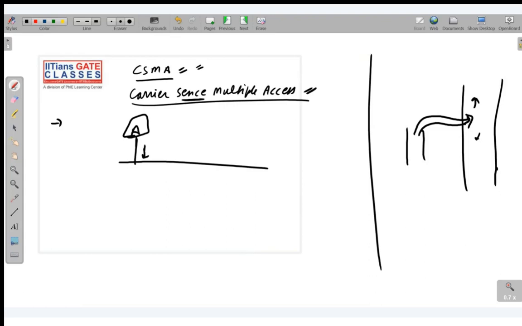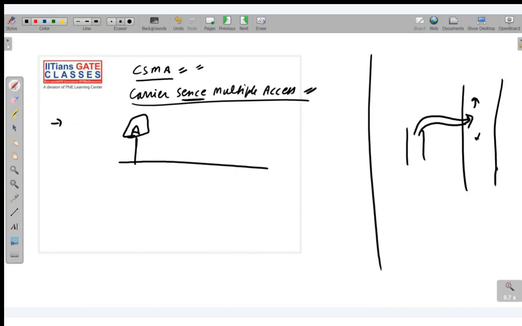Please write it. CSMA is based on the principle of listen before you talk, or sense before transmit. First you will sense the channel and then you will transmit. So CSMA is based on the principle of listen before you talk, or sense before transmit. Okay, so now see this figure.